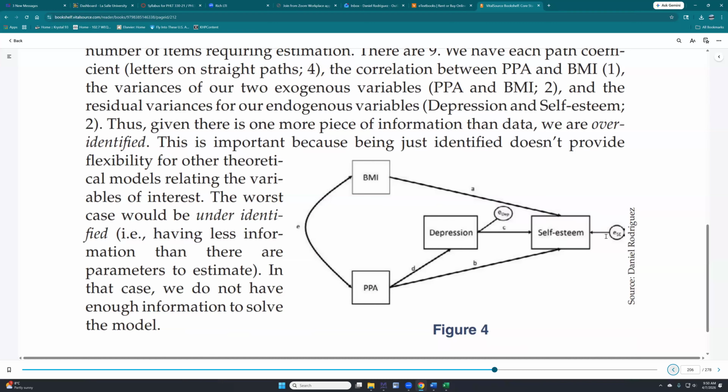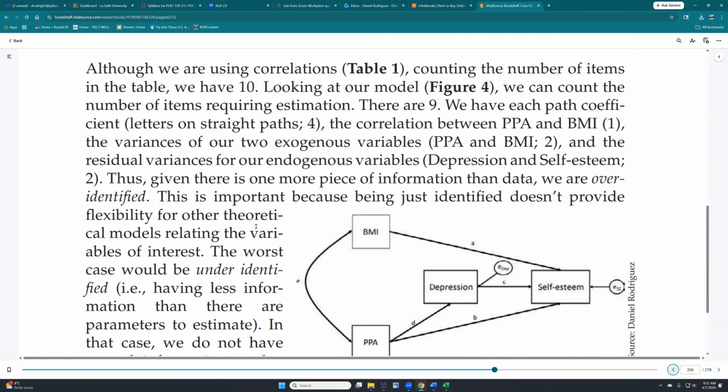We have here residual variances because these are endogenous variables. Remember I said endogenous means the arrows are pointing towards them. This doesn't include these arrows. This is just a correlation. But arrows pointing at them are endogenous. There's 2 endogenous variables, and then there's these 2 exogenous variables. So here we need to estimate their variances. Okay, so see we have 9 things to estimate. That is really, really good.